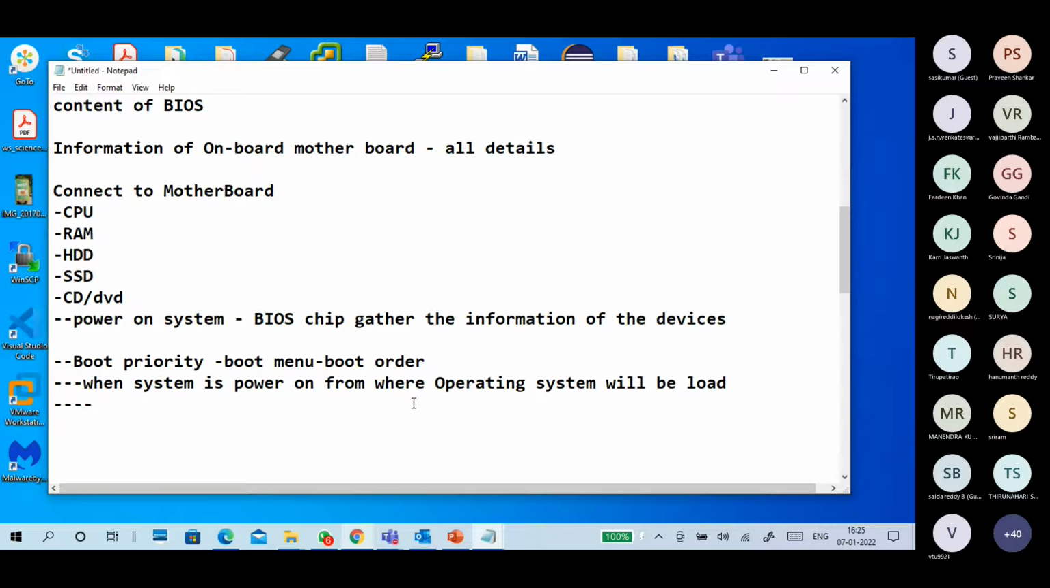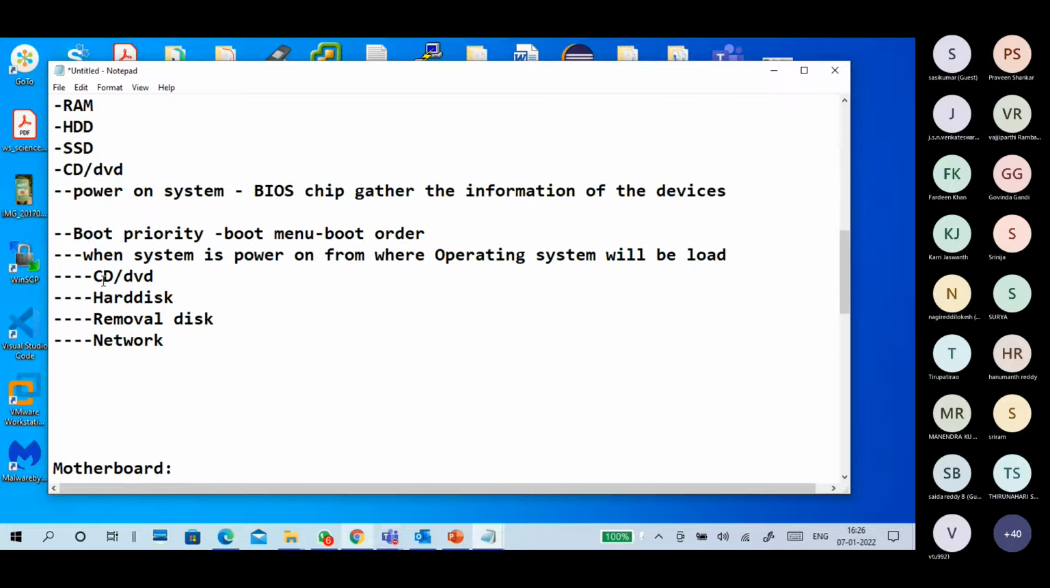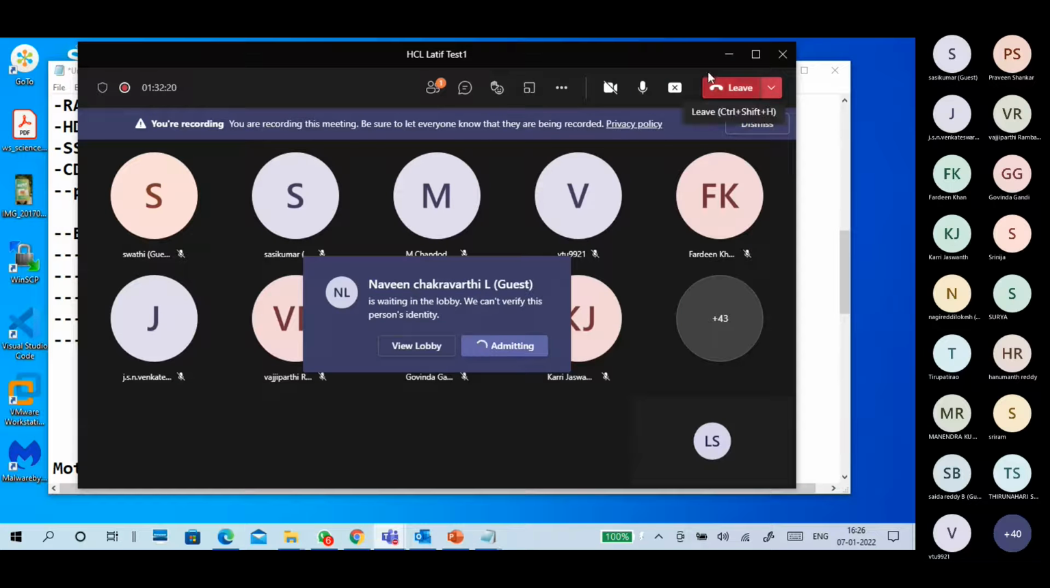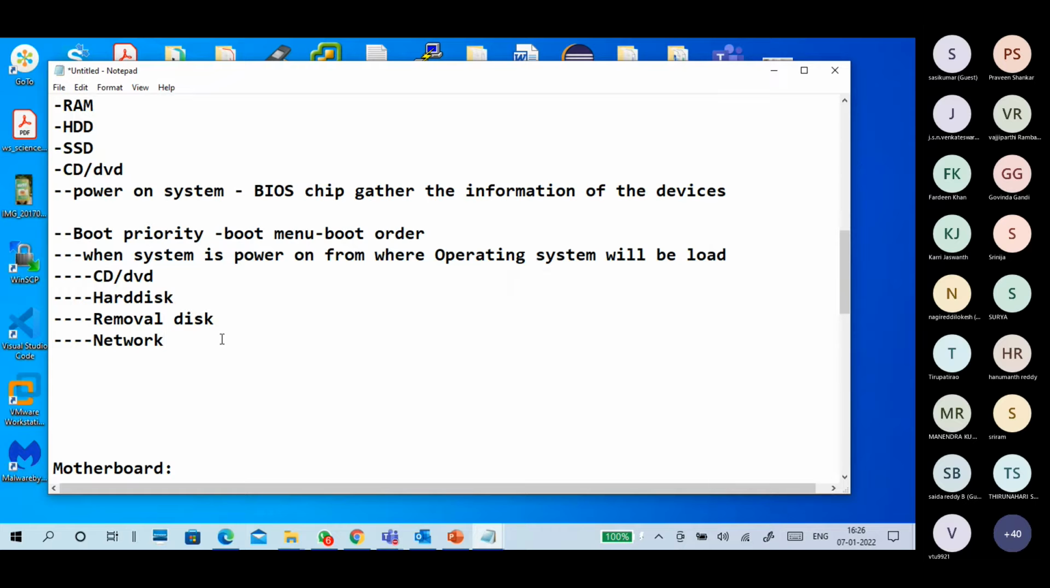So what is this? We'll see. For example, my priority order is CD DVD. Next, for example, the next order is hard disk. Next priority is removable disk. Next one is we'll go to network. So what is this boot order?